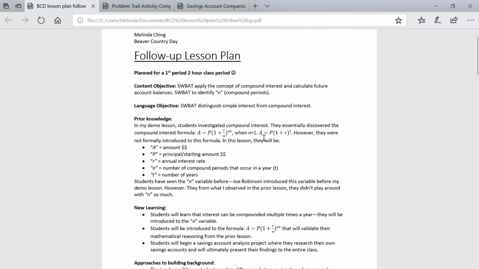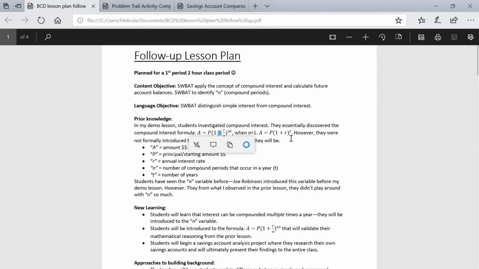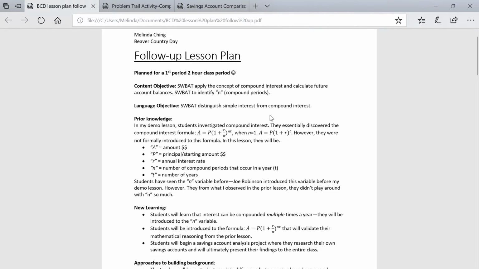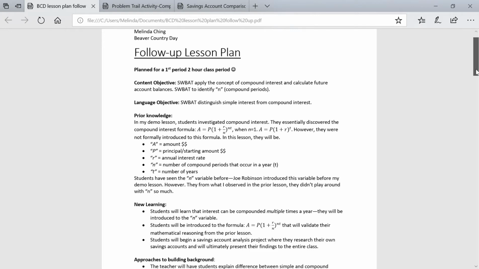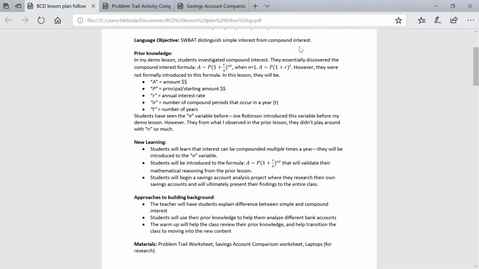So what they discovered was this one that I'm trying to highlight: A equals P(1 plus R) to the T power. They did not see anything that has to do with N, and N is something that will be introduced in the lesson that I will go over today. Here I have listed what the variables actually mean.